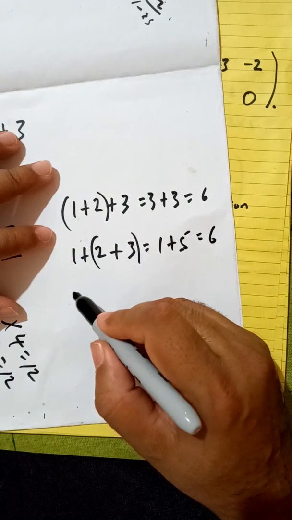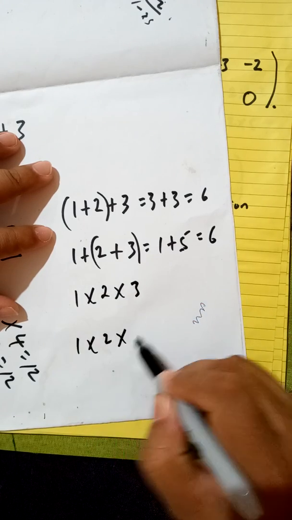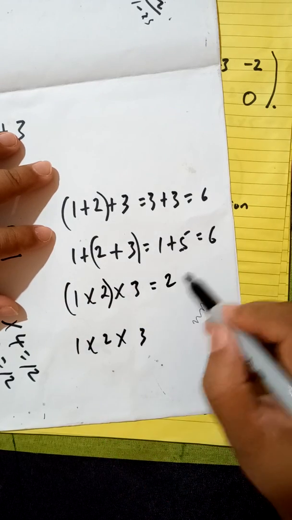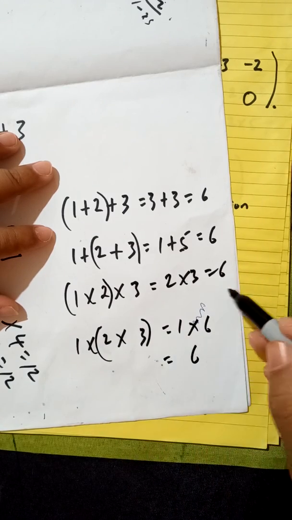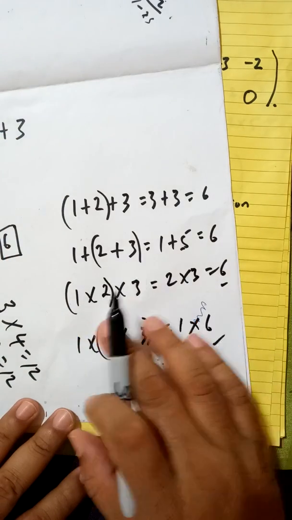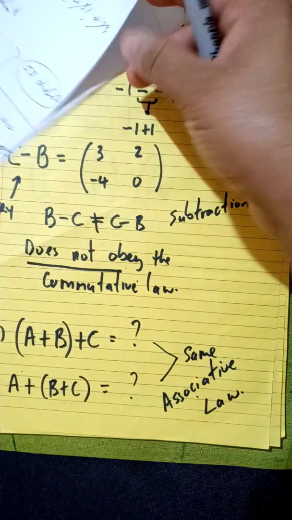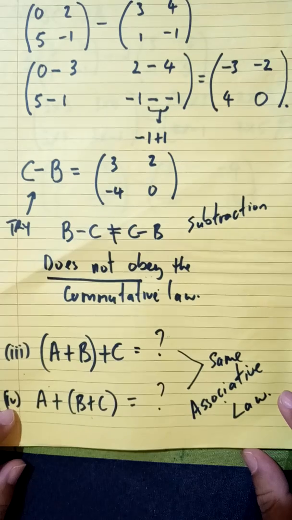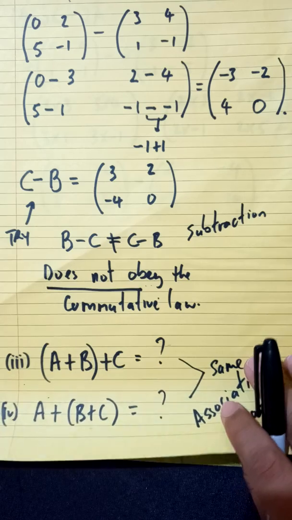All right. And also, what if you have this? What if you work out the first two numbers? 1 times 2, 2. 2 3s, 6. But what if you work out the last two numbers? What you notice? You still get the same thing. So we can say that the multiplication of integers obey what we call the associative law. Alright, so you've learned about two laws today. The commutative law and the associative law. Alright, so let's continue.